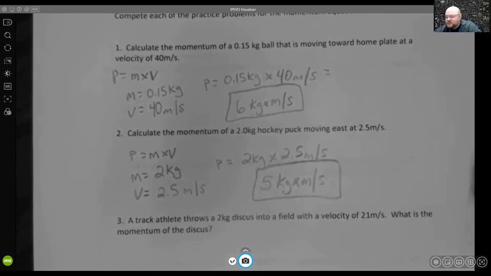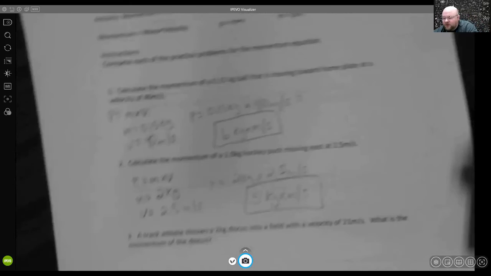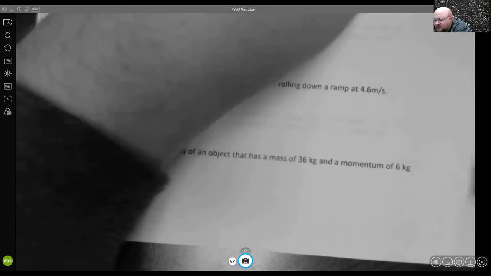In these example problems, which again are different than your assignment, but very similar, they're not the same numbers, but they're similar problems. I'm going to skip down to one that has you look for velocity.